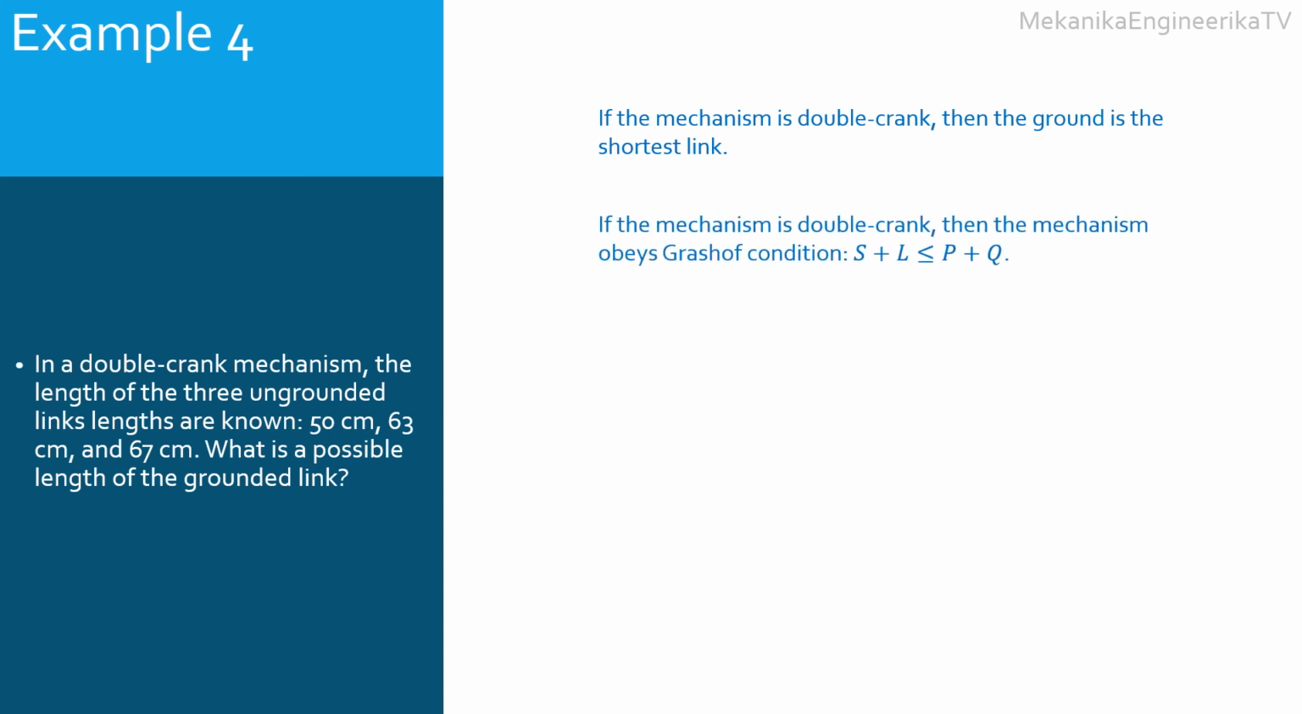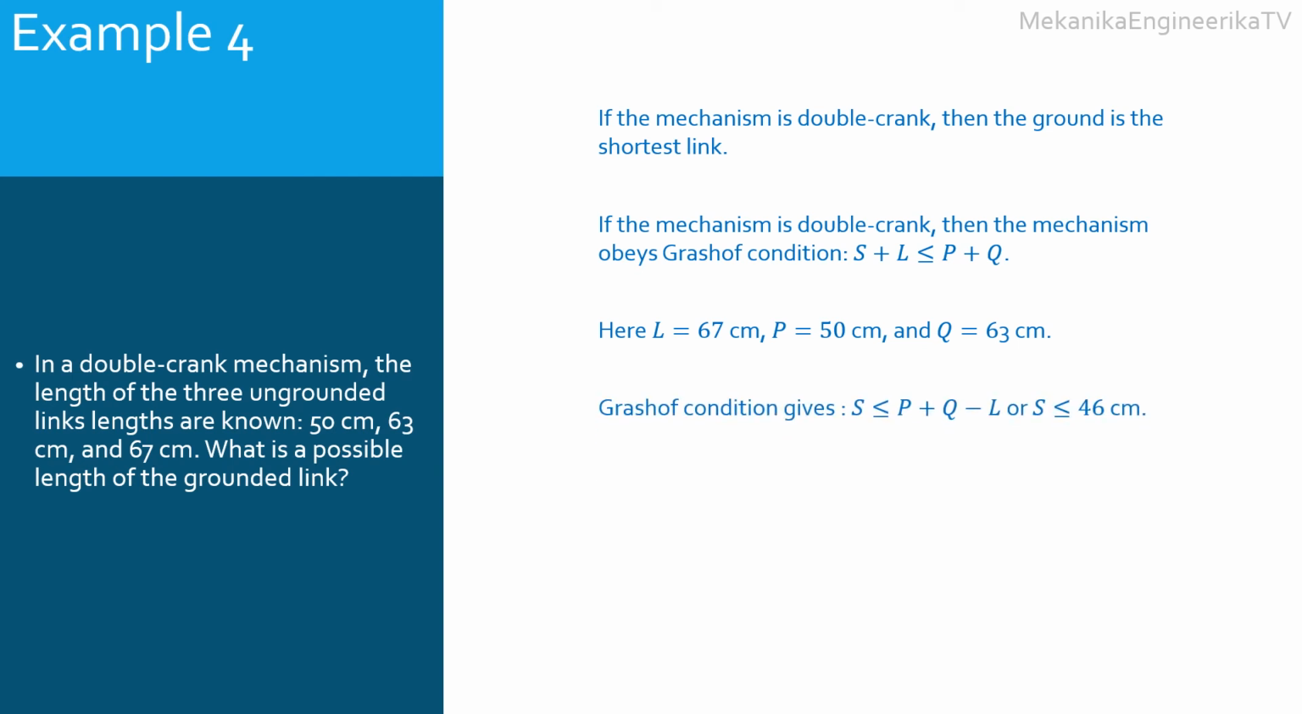Also here the mechanism is a double crank, consequently, the Grashof condition is fulfilled, and S plus L should be lower or equal to P plus Q. Here L will be the highest value, 67 cm, and P and Q can be either of the two other values. For example, we will consider P equal to 50 cm and Q equal to 63 cm. Using the Grashof condition, we have S lower or equal to P plus Q minus L. Substituting the numerical values, we have S lower or equal to 46 cm. Thus, 46 cm is the higher bound of the ground's length.